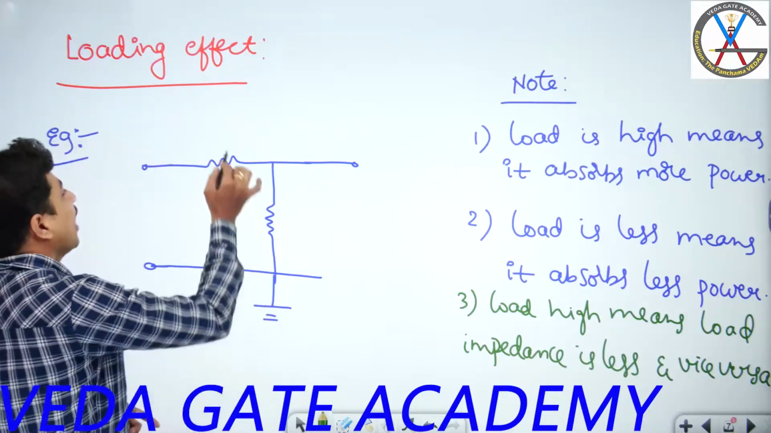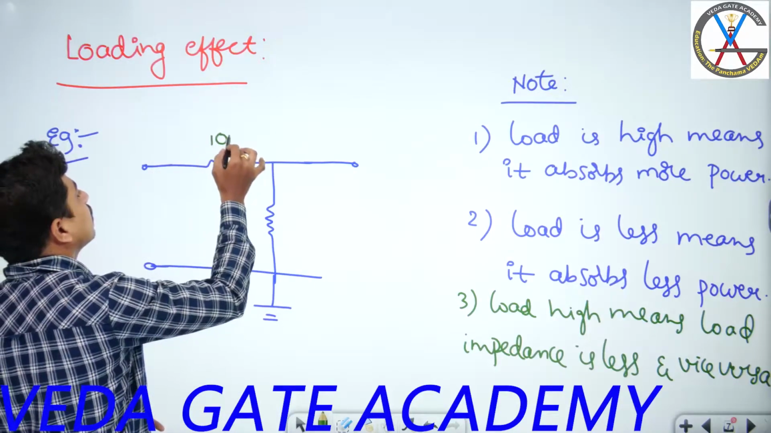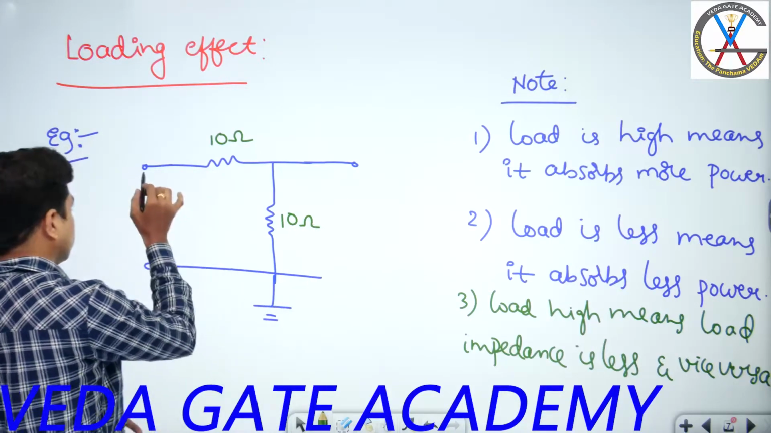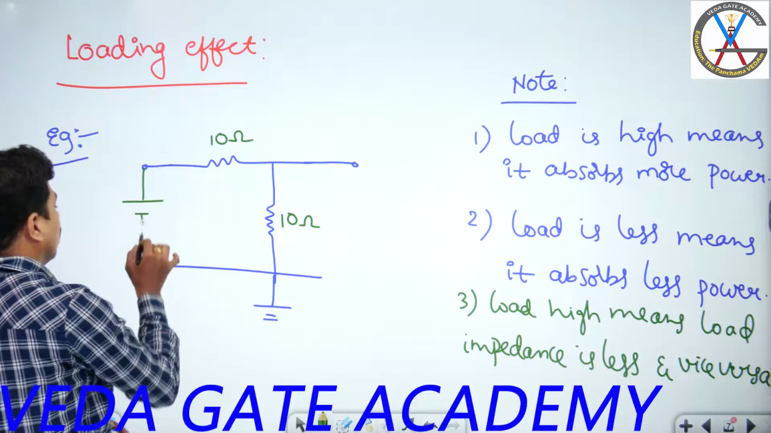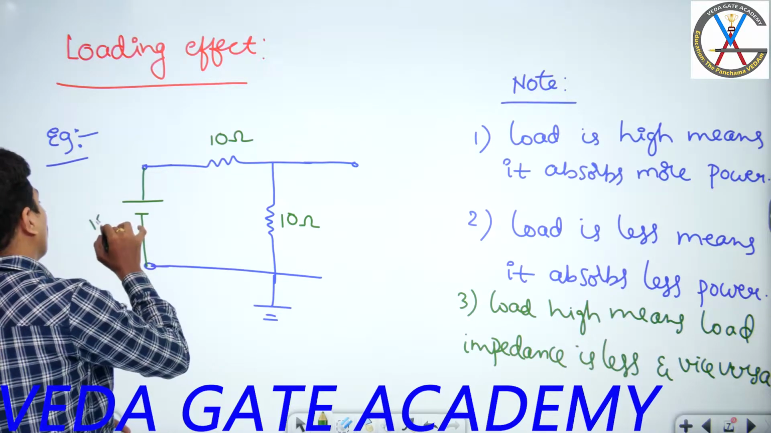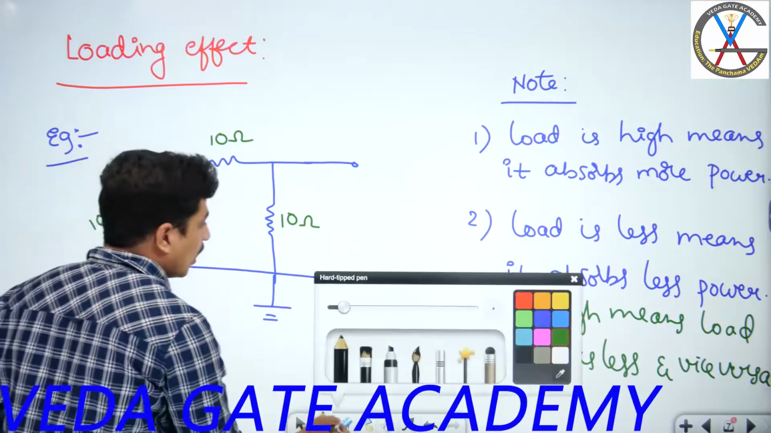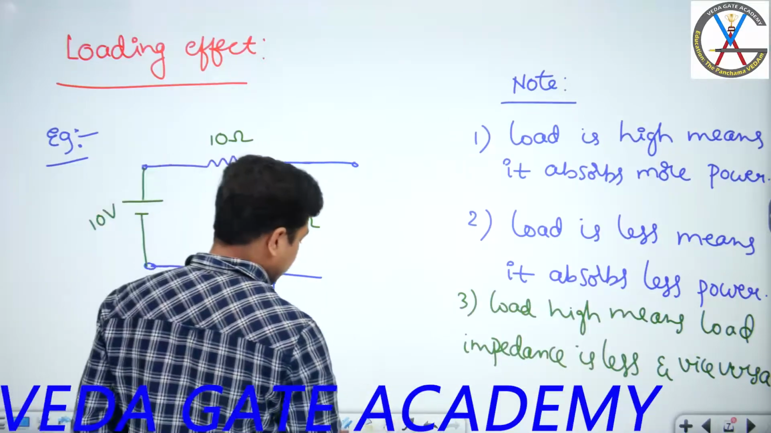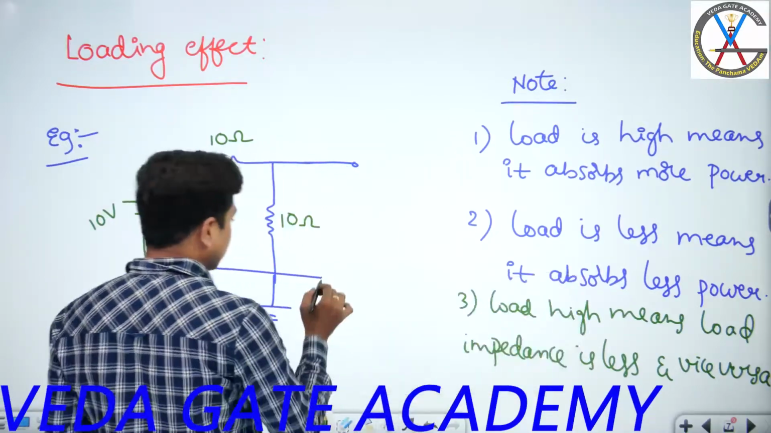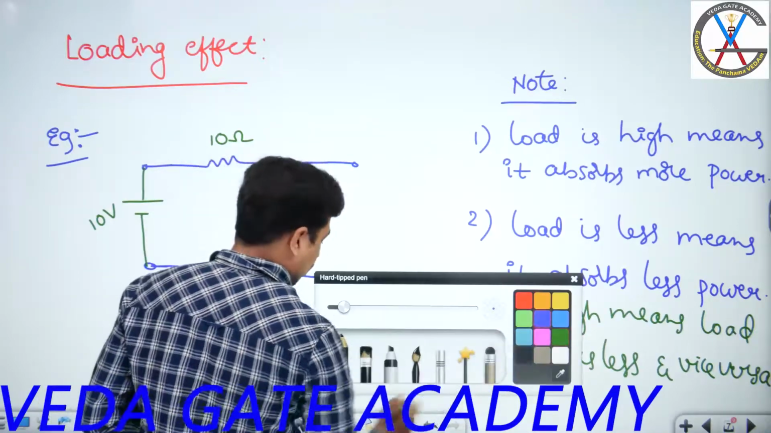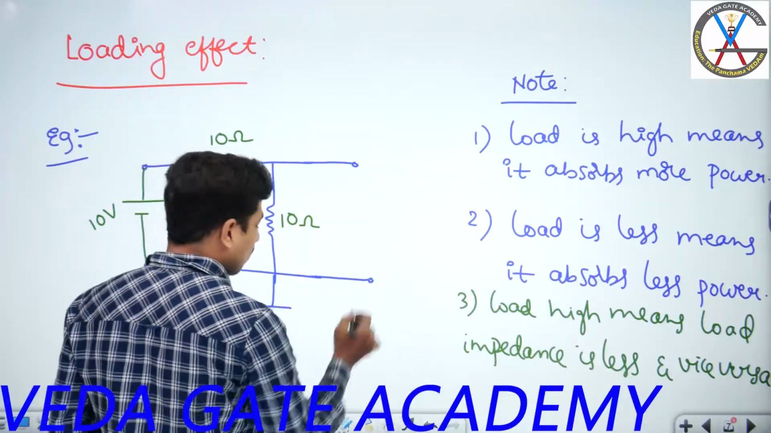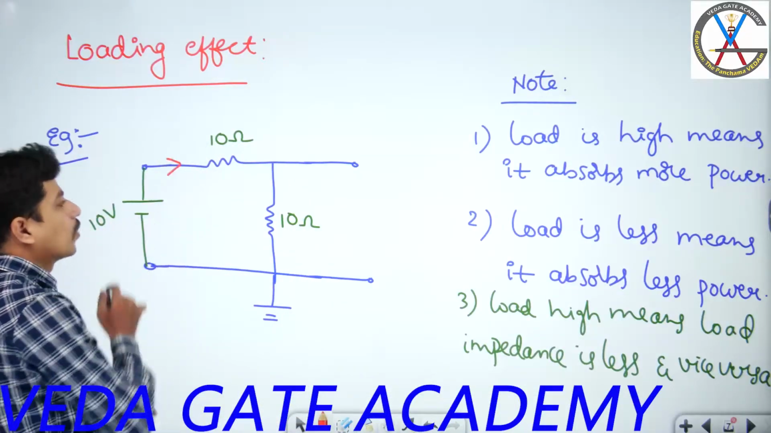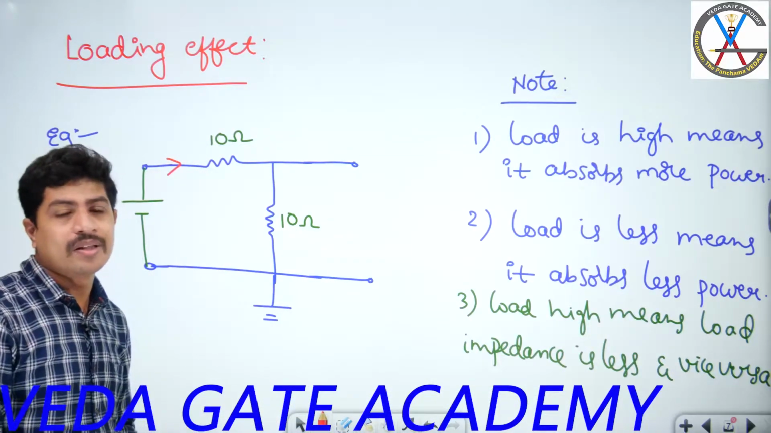I am taking this as 10 ohms, this as 10 ohms. Here I am connecting 10 volts. Tell me how much is the current that is flowing. This is the circuit which is existing previously. Let's mark everything. What is the current that is flowing in this one?